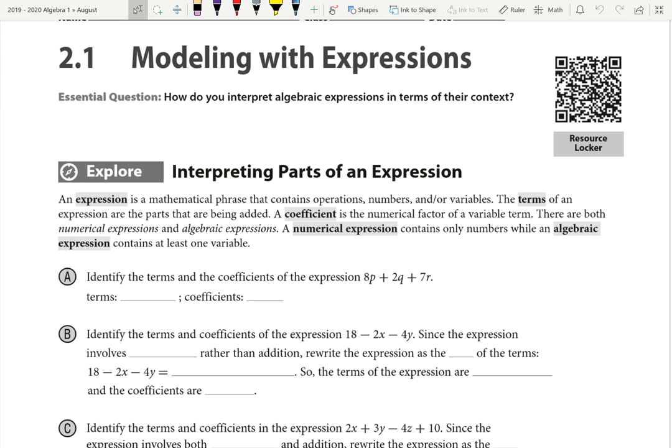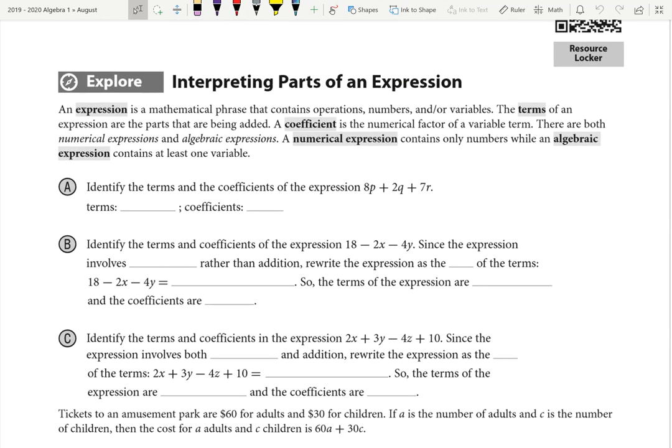Here we're going to be, guess what? Talking about expressions. So let's begin. Let's start reading and interpreting parts of an expression. So just to give you a little bit more information, not necessarily the math, but information and terminology that's important. An expression is a mathematical phrase that contains operations, numbers, and/or variables. So an expression can be something like 3 plus 7, or something like 3x plus 7.